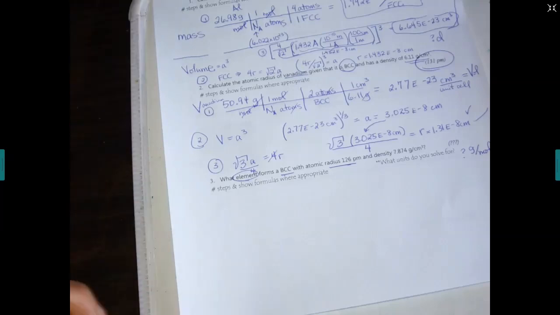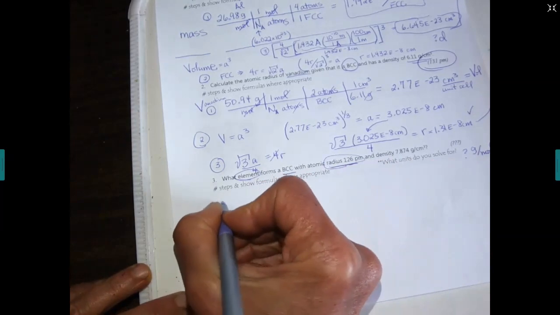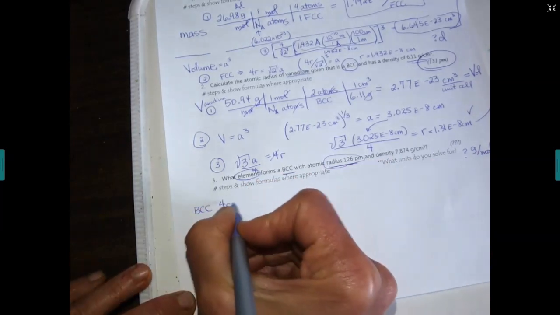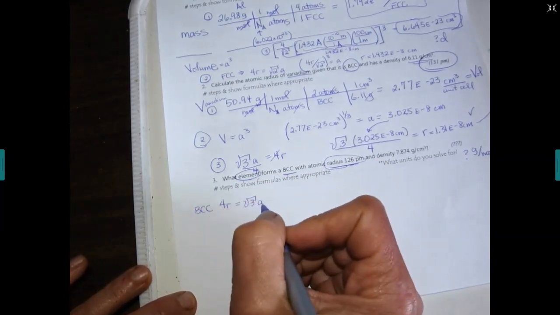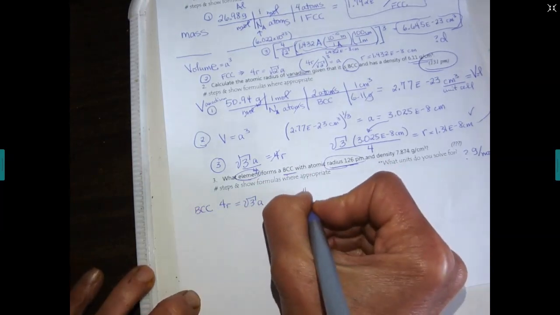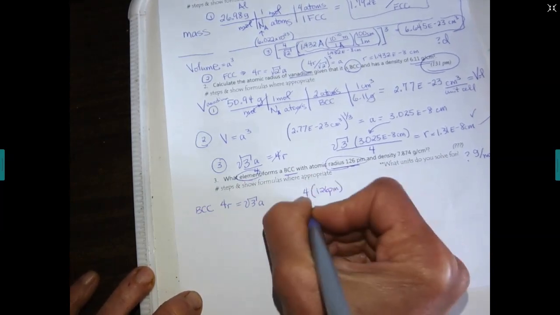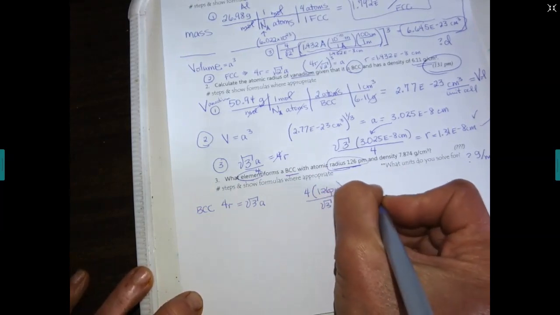So we're basically going to work through this backwards. So I'm going to start with the radius. And I know it's BCC, so BCC, 4 radiuses equals the square root of 3 times a. So we're going to take 4 times our radius, 126 picometers, and divide by the square root of 3 to find a. And I already did this.